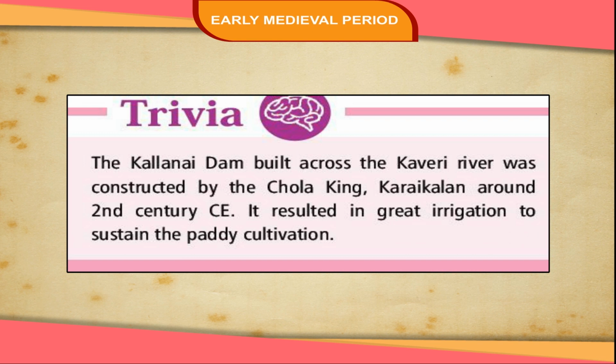Trivia. The Kallanai Dam built across the Kaveri River was constructed by the Chola king Karikalan around the 2nd century CE. It resulted in great irrigation to sustain the paddy cultivation.